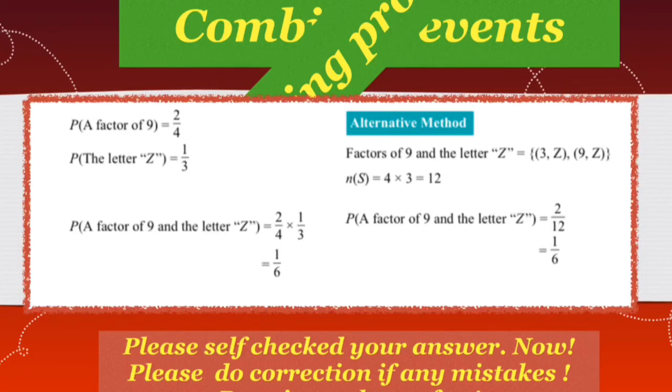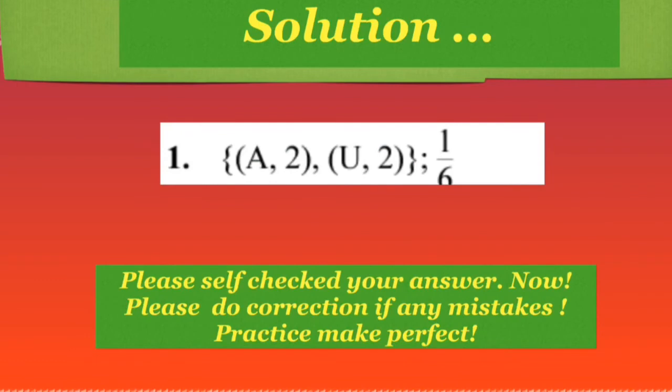Okay, all can do? So the answer for number 1 is you have to write braces, A, comma, 2 with brackets, an ordered pair. Okay, another pair is U2. Okay, we have 2 pairs. And the total number of sample space is 12. So it's 2 over 12. Simplify, the answer will be 1 over 6.